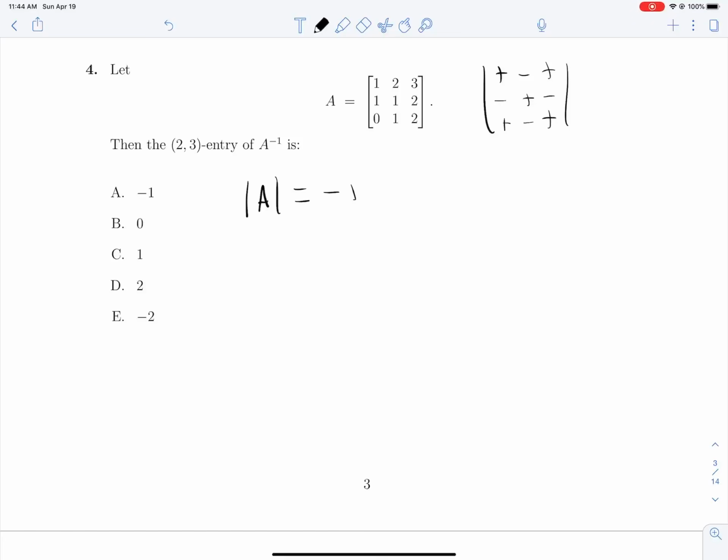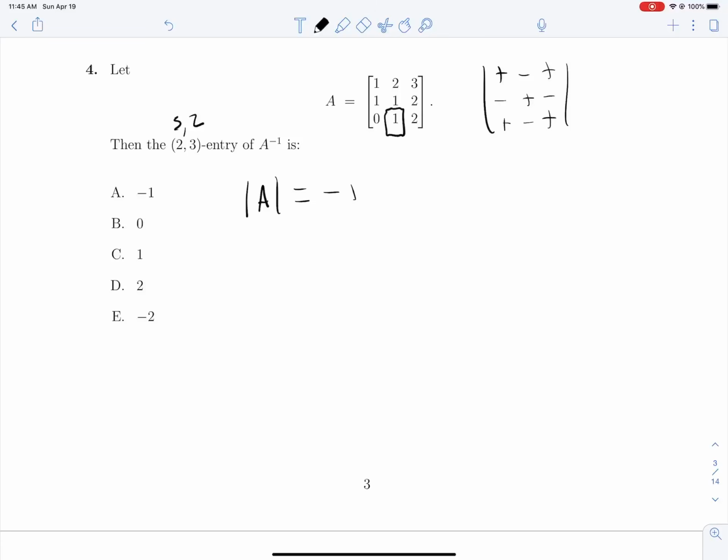So if we're looking for the 2, 3 entry of A inverse, that will be this entry here. We know that eventually in taking our inverse, what will happen is that everything that we've computed at the very end will get flipped or transposed, so reflected along the main diagonal. So what we can do is find the cofactor at the 3, 2 position, knowing that that will end up getting flipped over to the 2, 3 position eventually, and that will be our answer.